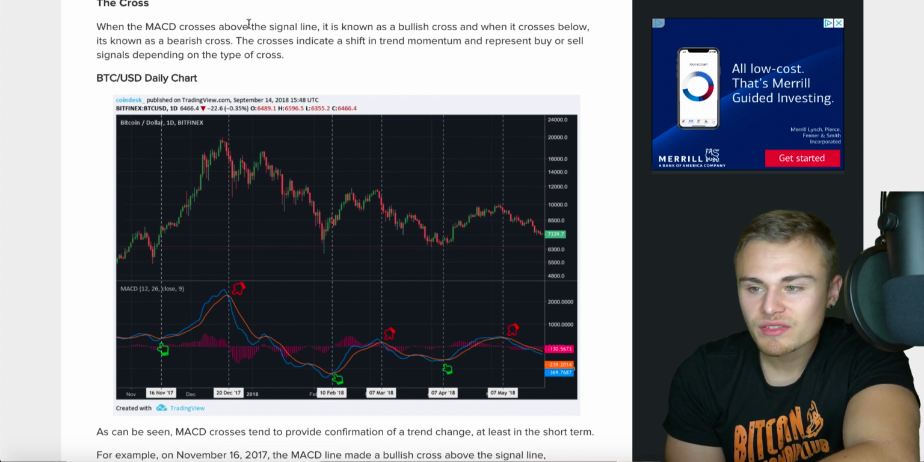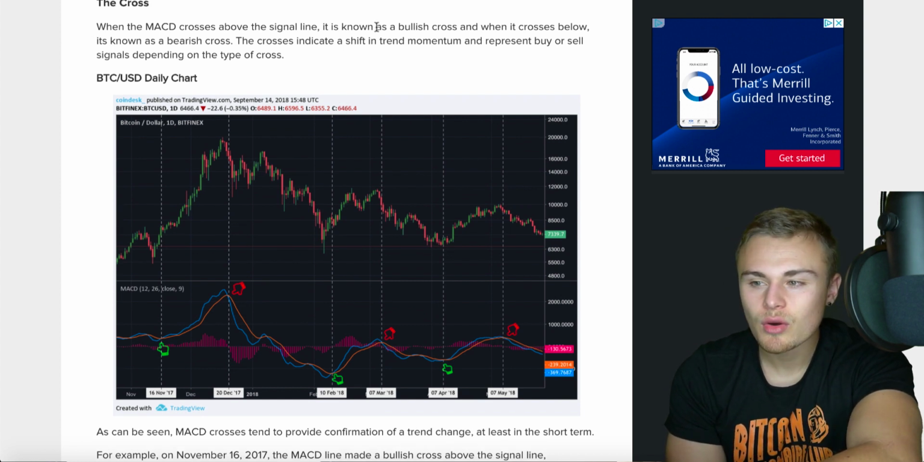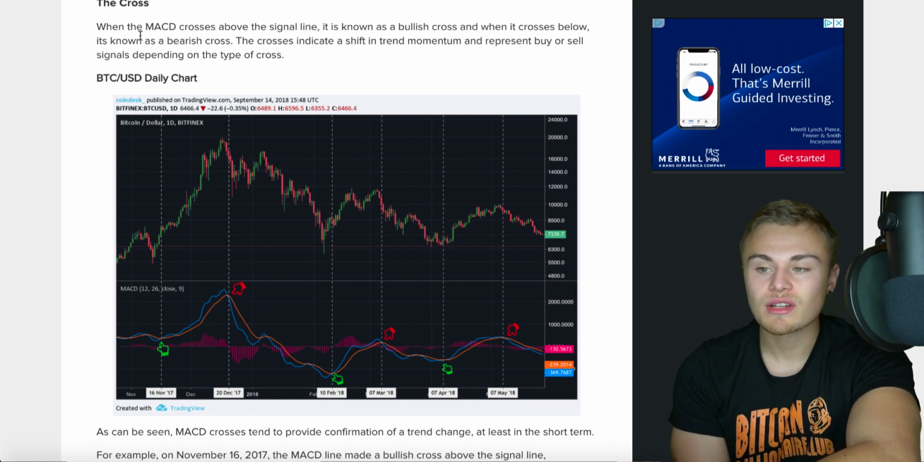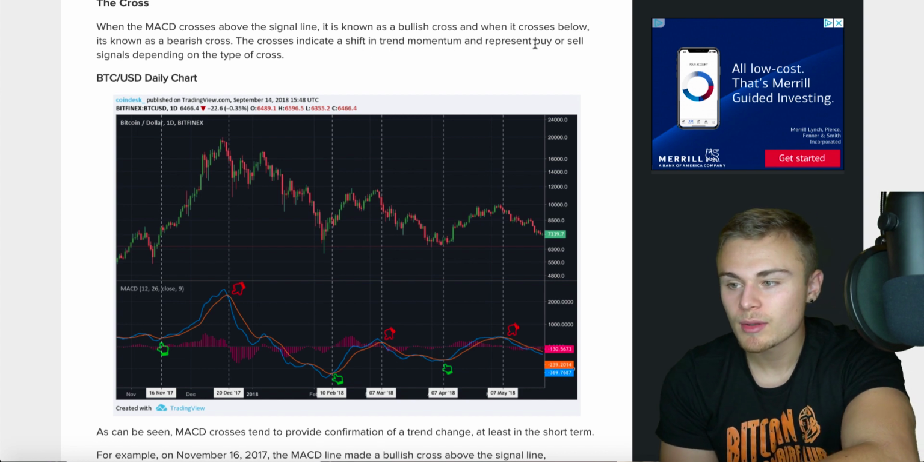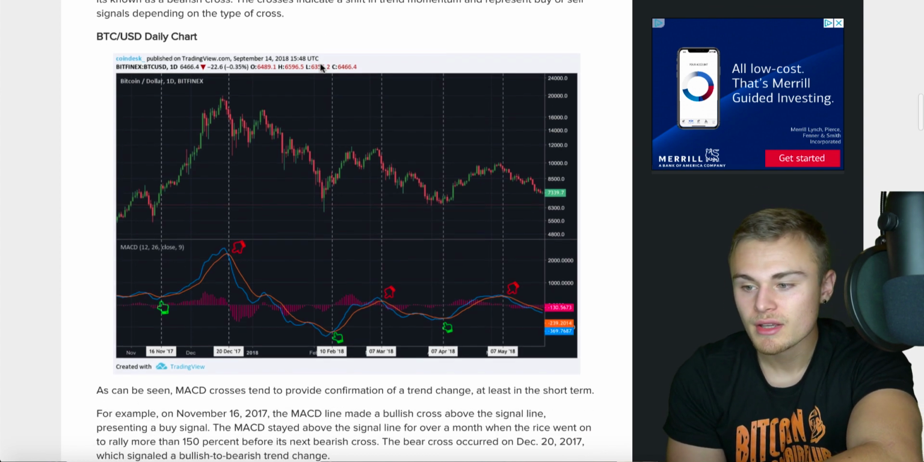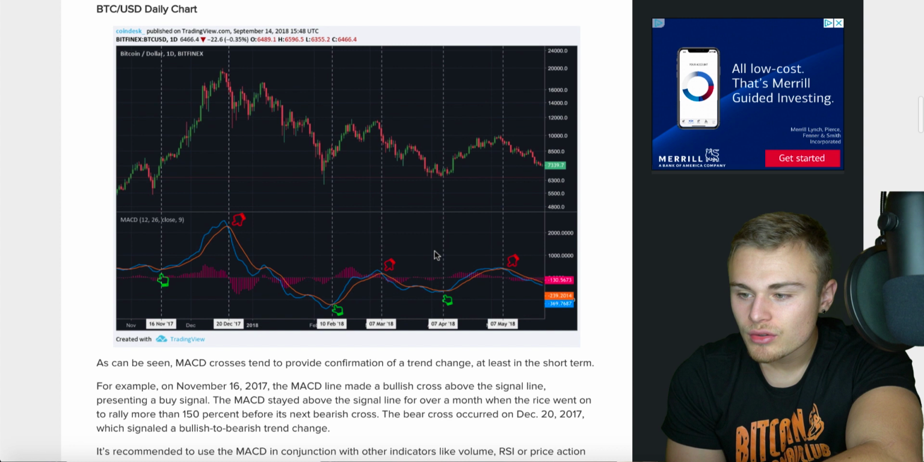When the MACD crosses above the signal line, it is known as a bullish cross. And when it crosses below, it's known as a bearish cross. So the crosses indicate a shift in trend momentum and represent buy or sell signals depending on the type of cross. So you'll notice when the blue crosses above the orange, we see bullish.